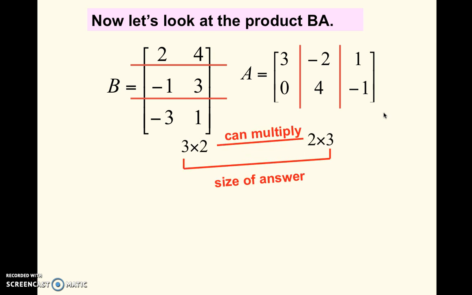Now, matrix B is a 3 by 2, matrix A is a 2 by 3. So, the number of columns in matrix B is the same as the number of rows in matrix A. So we can multiply them, and the size of our answer is going to be a 3 by 3. So we're going to need a 3 by 3 matrix for our product. And if you think back to what we had in our first matrix, it was rather different. I think we ended up with a 2 by 2.